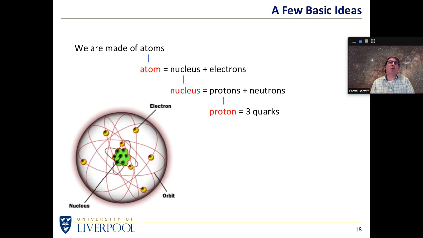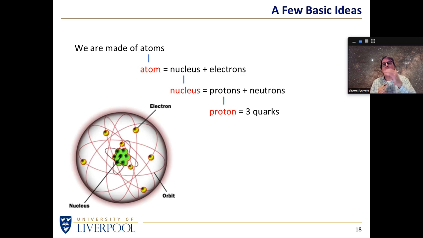Actually, neutrons are also made of quarks as well, but I'm just doing this as a point of illustration to point out that the universe is made, as far as we're concerned, like a Russian doll. The universe appears to be made of stuff which is made of atoms. Atoms are made of smaller things like a nucleus and electrons. Nucleus is made of smaller things. Protons are made of smaller things.